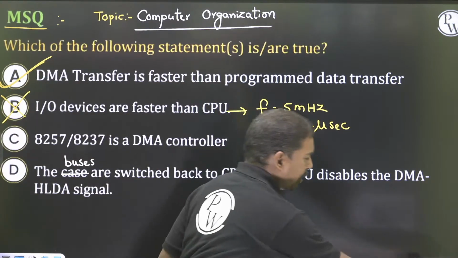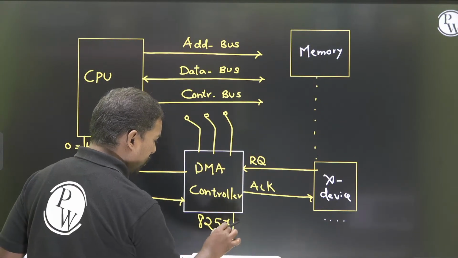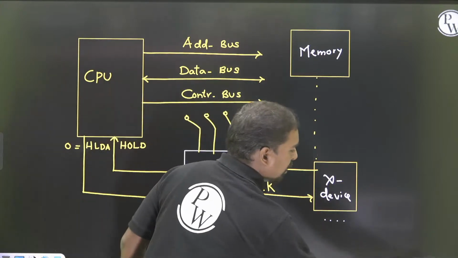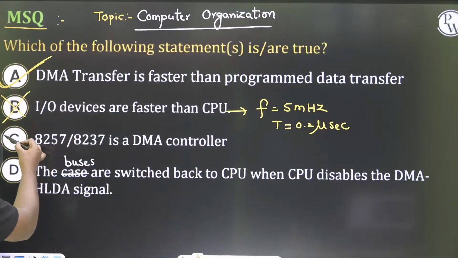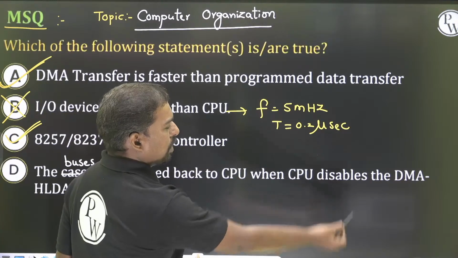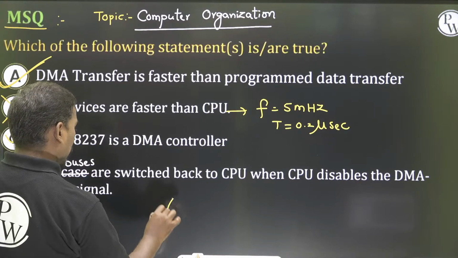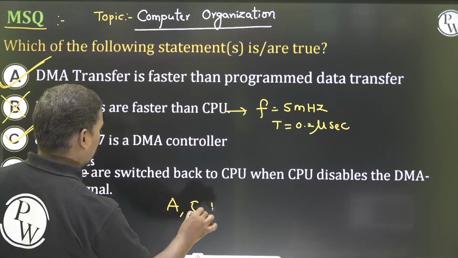The examples for DMA controller are the 8257 or 8237. These are the DMA controller chip names. So this C is also correct. The buses are switched back to CPU when the CPU disables the DMA hold acknowledge signal. So the right answers are A, C, D.